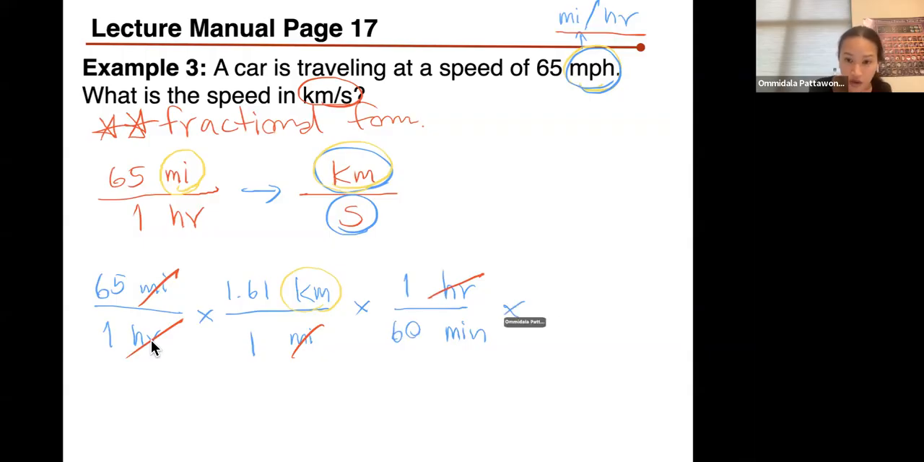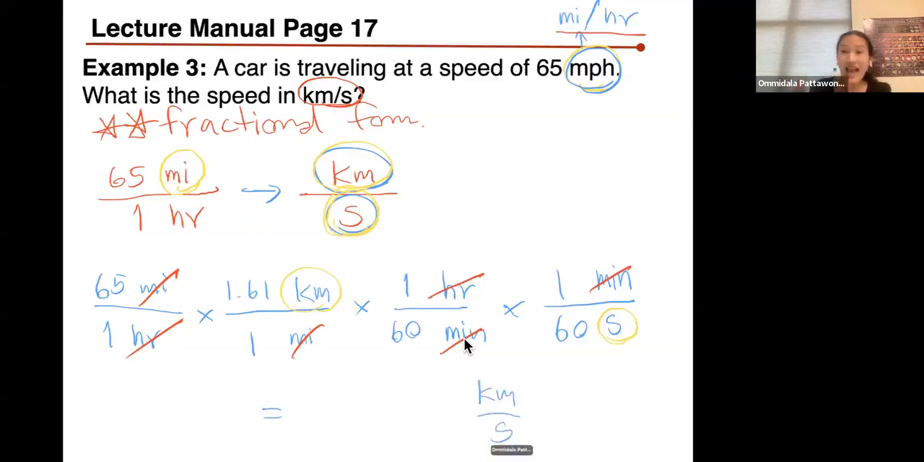Now, the next thing is, I don't want minutes, I want seconds. So the next step would be to convert from minute to second. The reason why I put minute on top here is because I want to cancel this minute right here. So I'm going to cancel this minute now. We know that there are 60 seconds in 1 minute. This is exactly what I want, I want the second on the bottom. That's perfect. Everything else cancels. The only units left would be kilometer and second, so our final unit would be kilometer per second. That's exactly what we want.